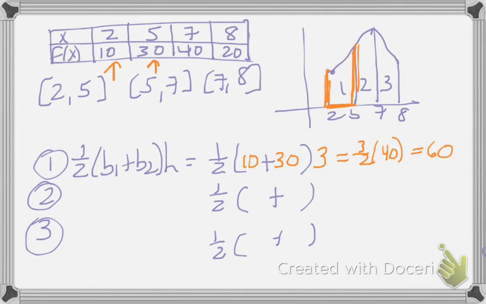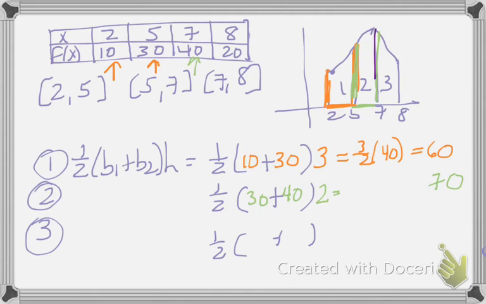Okay, let's look at number 2. Okay, so base 1 is going to be this when x is 5. We already know that that's 30. And base 2 is when x is 7. That's over here. We get 40. And the height is 2 this time. So 1/2 times 2 is just 1, so we have 30 plus 40, which is 70. I'll put it over here.